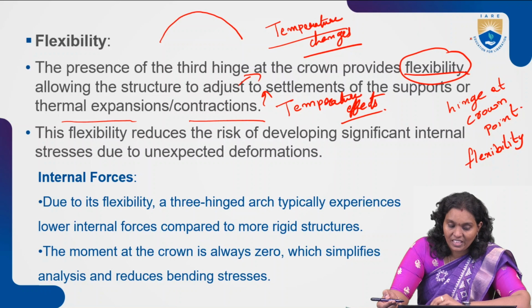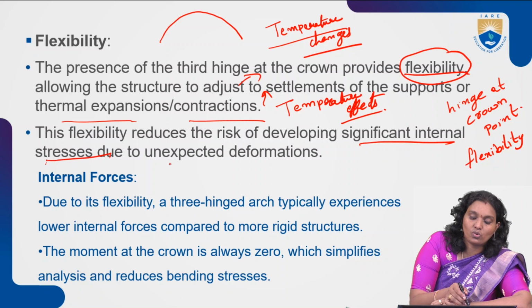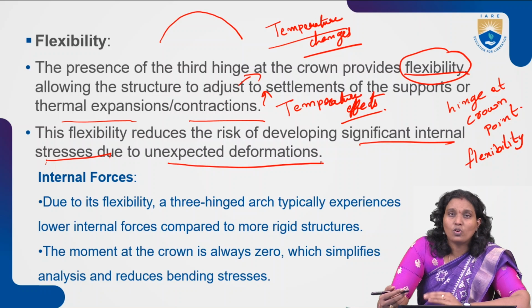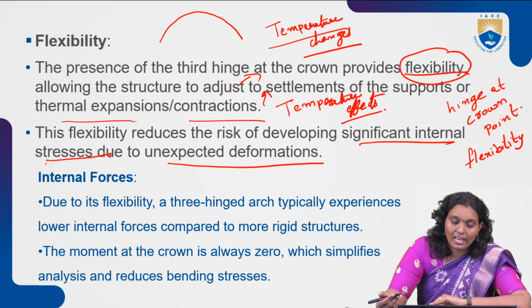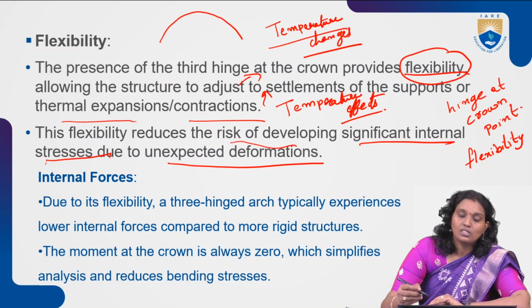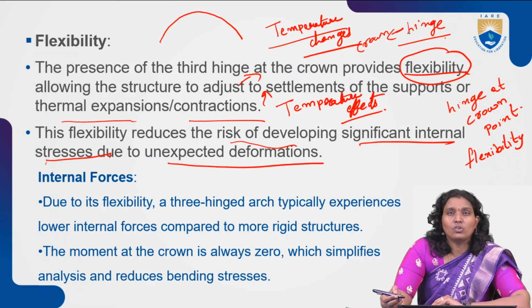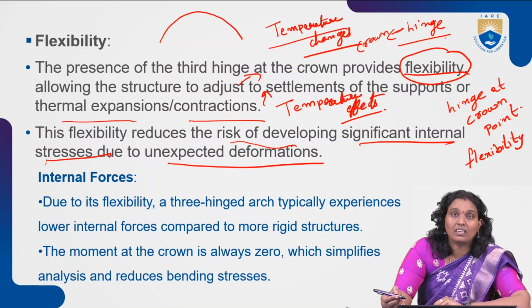And also because of this flexibility, it reduces the risk of developing significant internal stresses due to unexpected deformation. Because of these temperature changes, we may get internal stresses or unexpected deformations. So it reduces that risk of developing significant internal stresses. So whenever the crown has that hinge, these are the advantages, these are the adjustments we are going to understand in this particular condition.